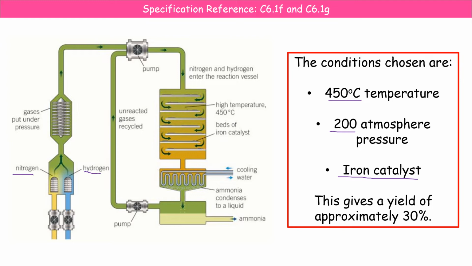It travels down into this next little section where we've got water that flows through, which cools it down, and therefore the ammonia will condense to a liquid, and then it collects in this tank at the bottom where we can run it off. Any of the unreacted gases are then pumped straight back into the main reaction vessel. Through doing this and using those three conditions, 450 degrees Celsius, 200 atmospheres and an iron catalyst, we end up with a yield of about 30%.